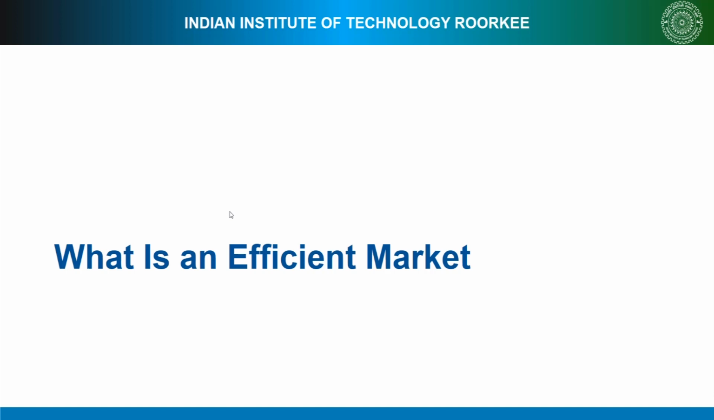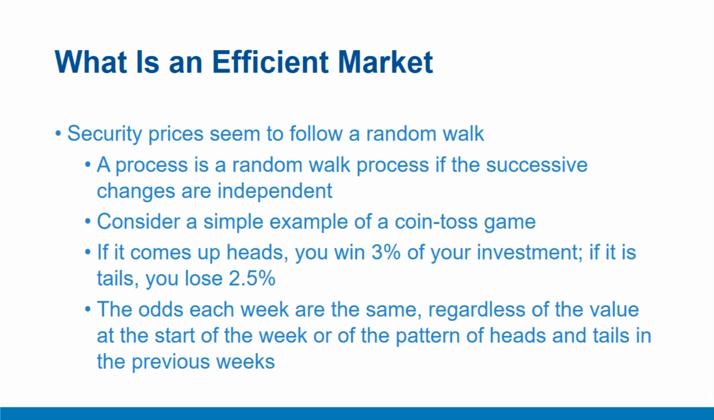What is an efficient market? We'll discuss the properties of an efficient market. Security prices seem to follow a random walk. What is a random walk process? A process is a random walk process if the successive changes are independent. That is, the chance of getting an outcome is independent of its historical values.